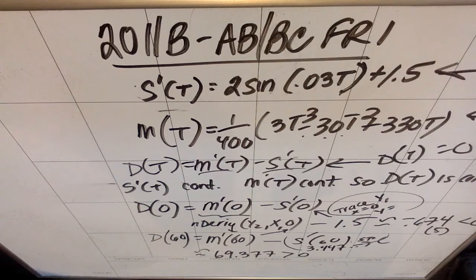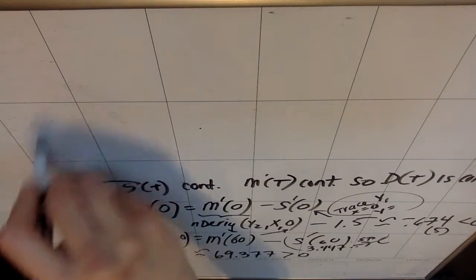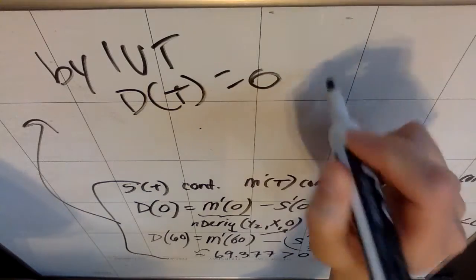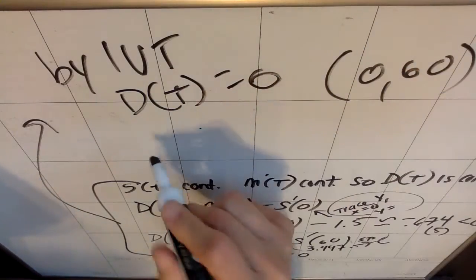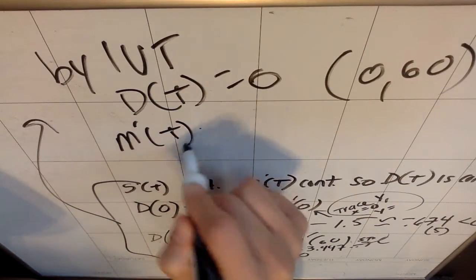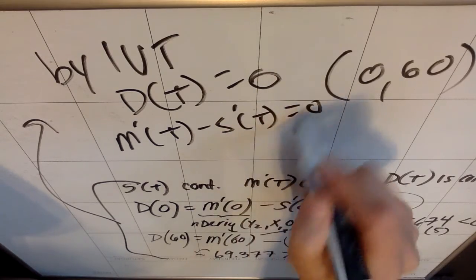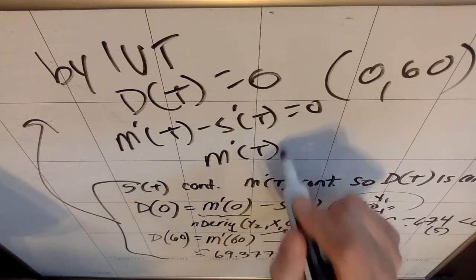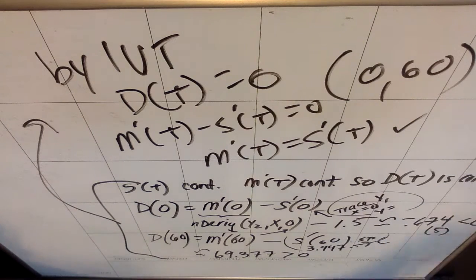So by the intermediate value theorem, where we're going to jump back up to here, based on this information, by the intermediate value theorem, d of t equals 0 in the window from 0 to 60, and that means that m prime of t minus s prime of t equals 0, which must mean that m prime of t equals s prime of t, which is what they wanted to see, okay?